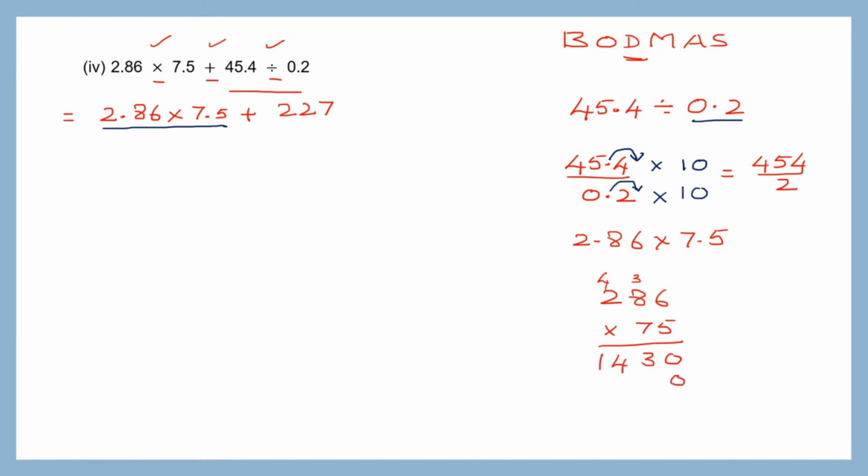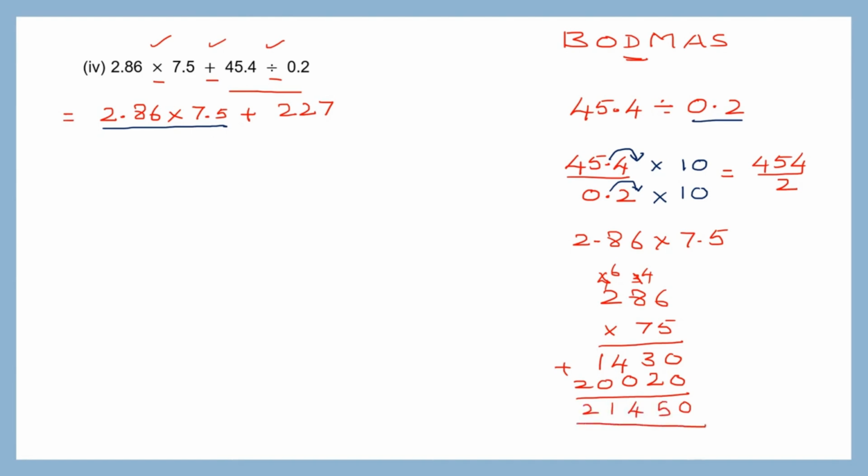Start the second step. 7 6s are 42, carry 4. 7 8s are 56, plus 4, 60. 7 2s are 14, plus 6, 20. Now let's add this up. 0, 5, 4, 1, 2.